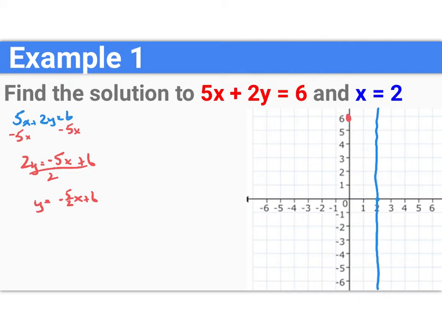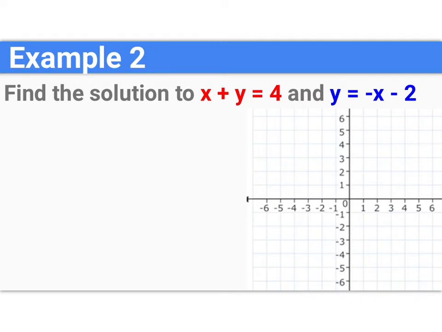We go down 5 and over 2. 1, 2, 3, 4, 5 and over 2. Down 1, 2, 3, 4, 5 and over 2. And so our line goes through like that. And as we can see, our point of intersection is right here at this point, which is (2, 1). The solution to a system of equations is the point where the lines intersect.